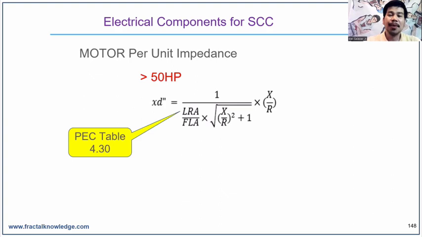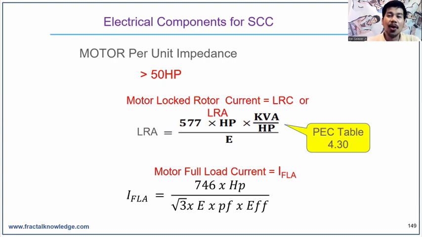You can use the above formula to find the subtransient reactance of the motor using this formula. That is 1 divided by LRA over FLA times the square root of X/R squared plus 1, then multiply the result by the X/R ratio. LRA can be found in PEC table 4.30. Here are our common formulas to find the LRA and FLA, but we will not use it in residential, probably in industrial.